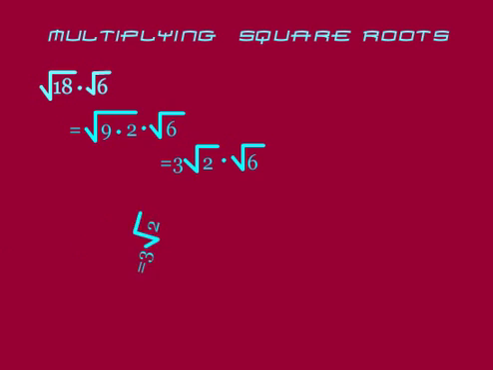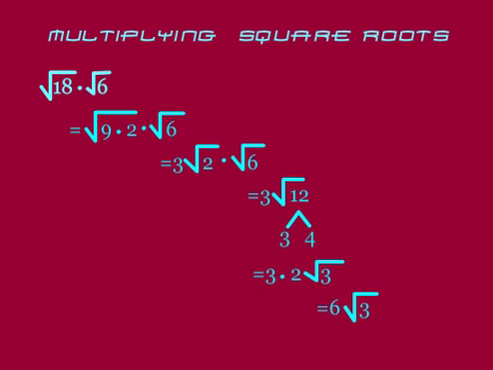Square root of 2 times square root of 6 are like terms, so we can multiply them to get square root of 12. The square root of 12 can be simplified to square root of 3 times 4, and because square root of 4 equals 2, it can be taken out of the radical and multiplied by the 3 from before to get 6. Our result should be 6 square root of 3.